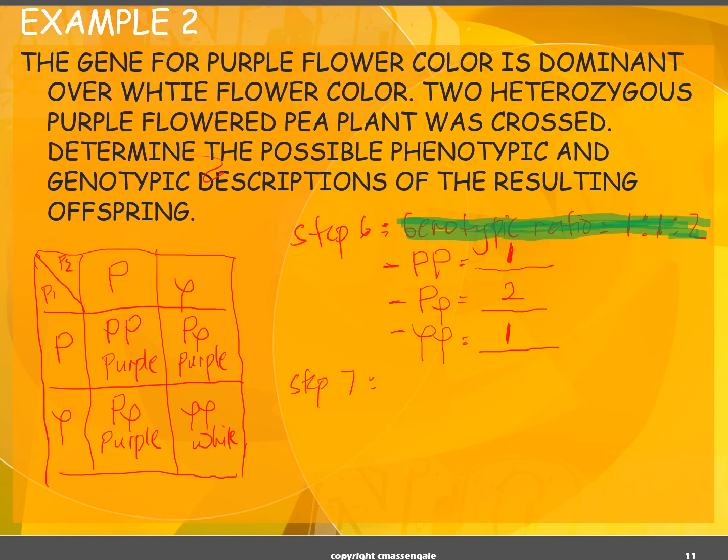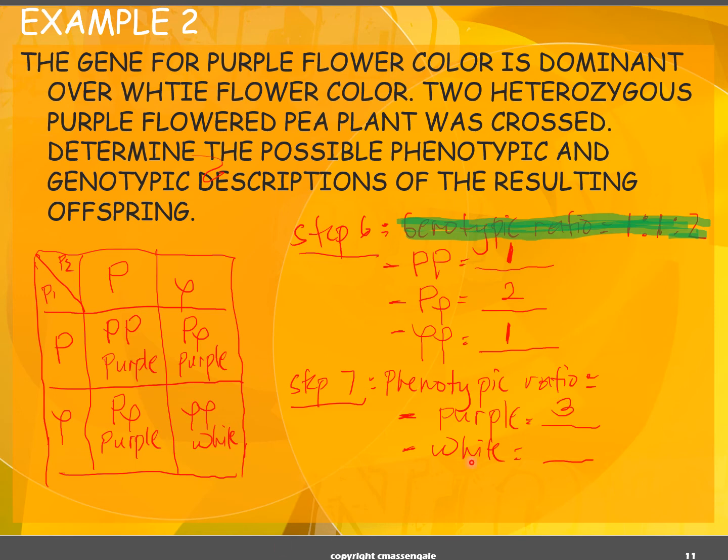And last, step number 7. We will now determine the phenotypic ratio. In order to get the phenotypic ratio, write down the possible phenotypes. So there are 2 colors involved. We have purple and we have white. Now let's go back to our Punnett square. How many offsprings are purple? So balikan natin. 1, 2, 3. So the answer here, class, is 3. You write down here 3.